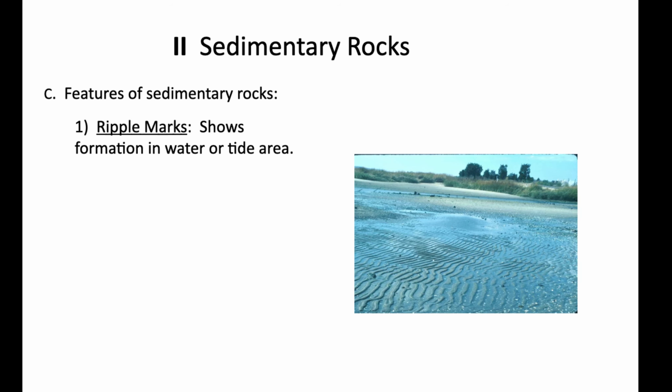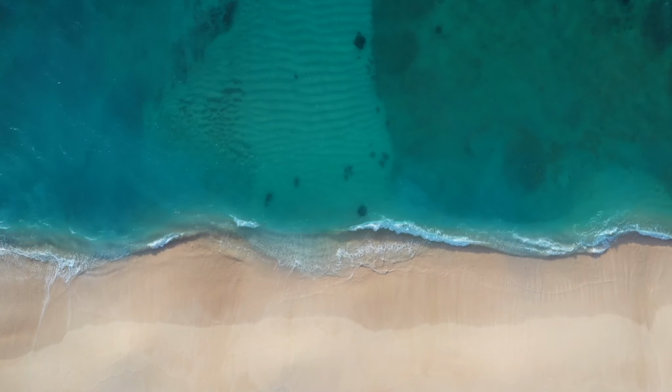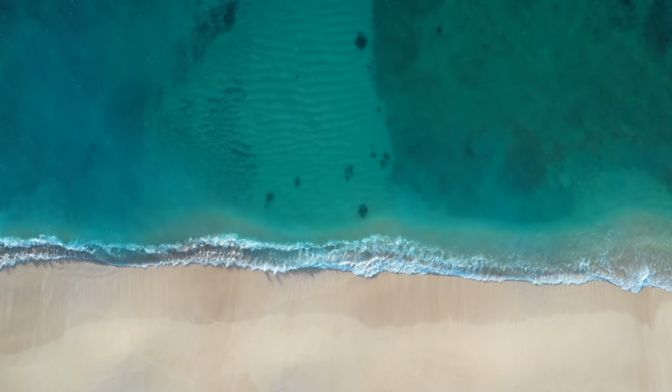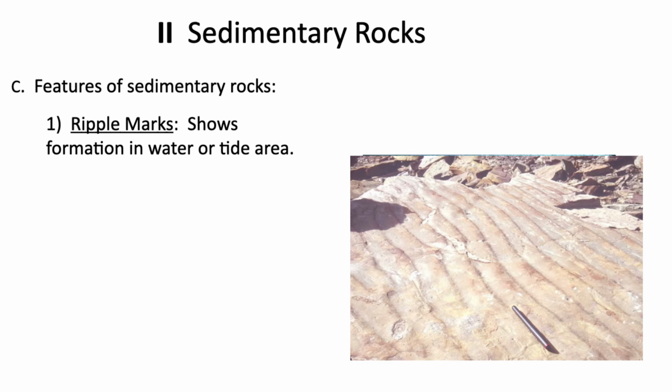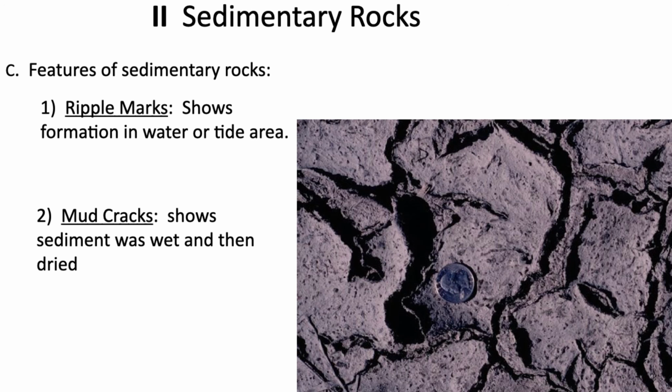Ripple marks form on the bottom of rivers or sometimes on shorelines. When water swashes back and forth on the beach, it might make these ridges of sediment. Over time, the water can be removed and those ridges of sediment can be lithified to be preserved for a long period of time. So if you're walking along and you see a rock layer with ripple marks in it, you know that there was some sort of body of water, a shoreline or a river, in that exact same place.